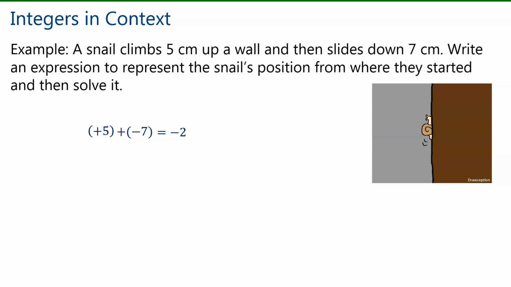So now with all word problems, we need to answer this with a statement. We can say that the snail is 2 centimeters below where they started. So we don't need to say that they are negative 2 centimeters below. The below takes care of the negative.